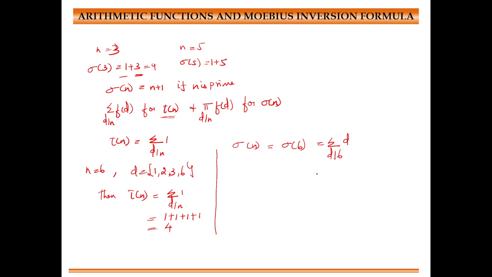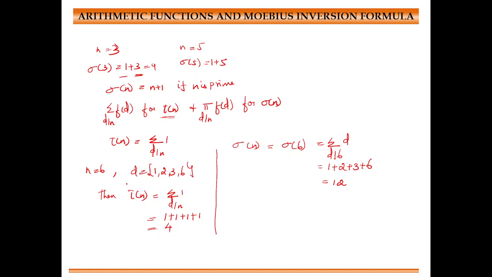Therefore, what are the divisors for 6? 1, 2, 3 and 6. 1 plus 2 plus 3 plus 6, which is equal to 12.